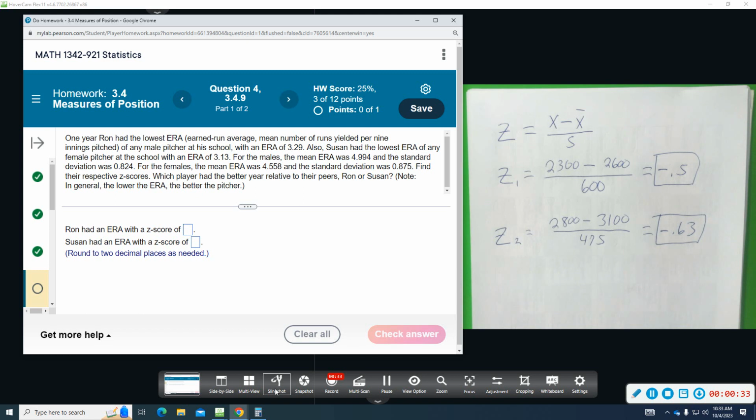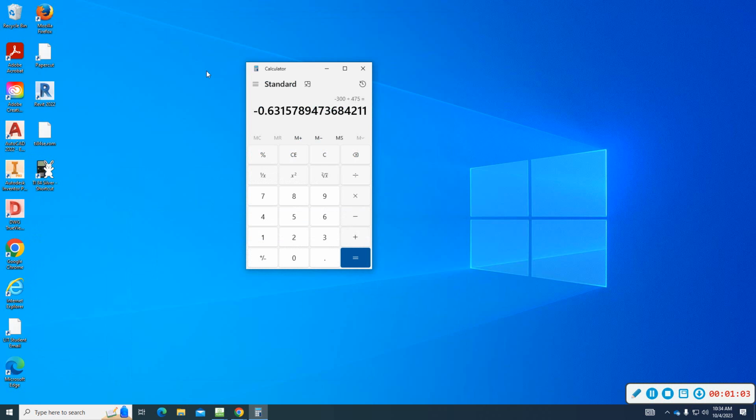For males, the ERA was 4.994, standard deviation 0.824. For females, the ERA was 4.558, standard deviation of 0.875. We're going to find their respective Z-scores. Which player had a better year relative to their peers, Ron or Susan? Okay, so let me get my calculator.